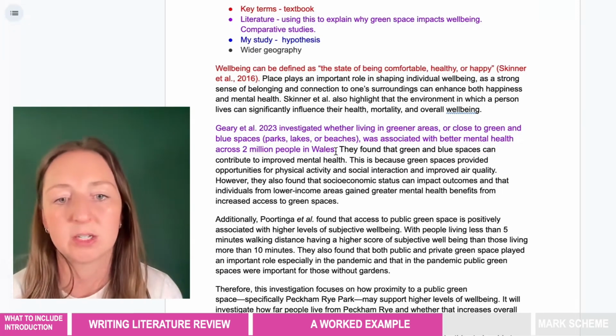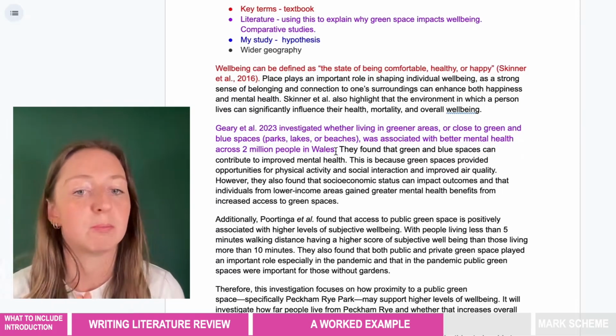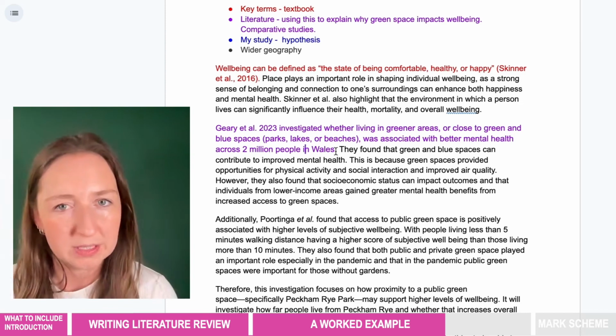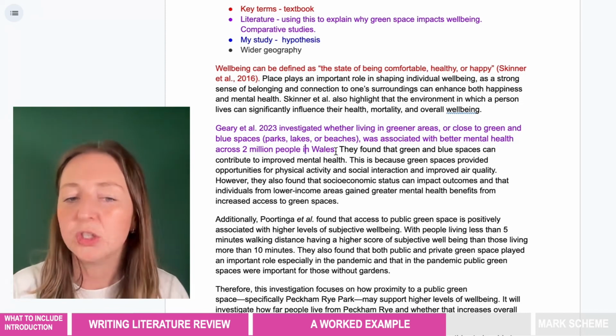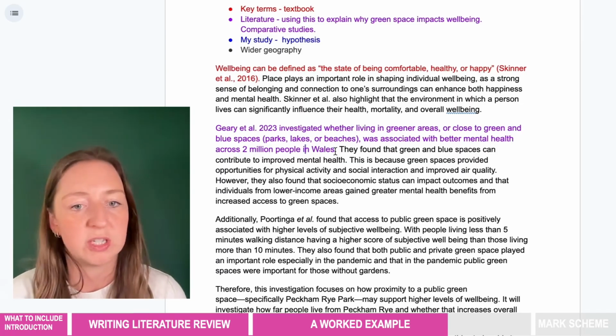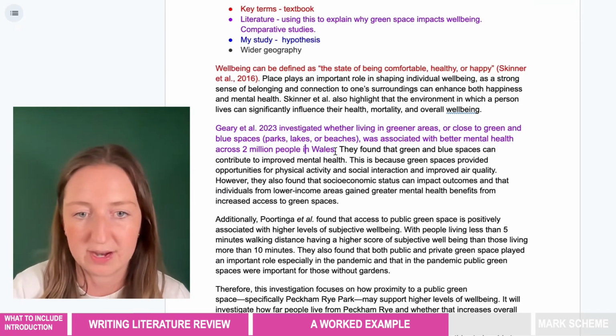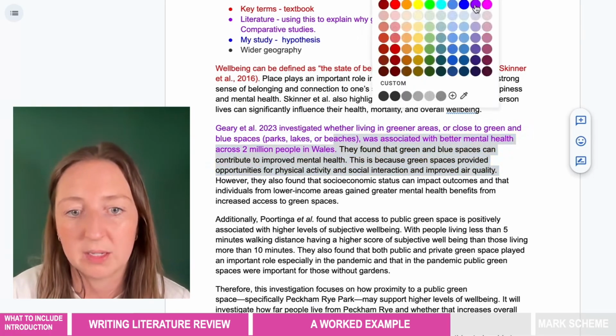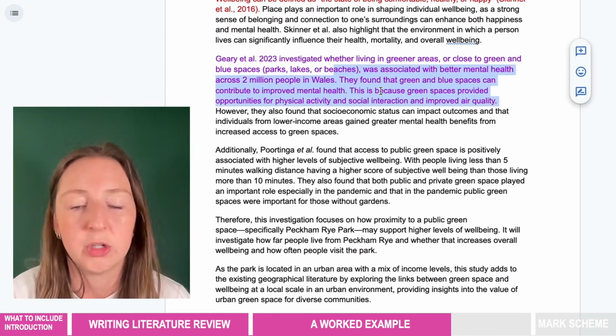So they found that green and blue spaces can contribute to improved mental health. Now this does talk about mental health, a bit different from well-being, but it's useful enough to help to understand why. This is because green spaces provided opportunities for physical activity and social interaction and improved air quality. So I'm actually explaining why there might be a connection using the literature.